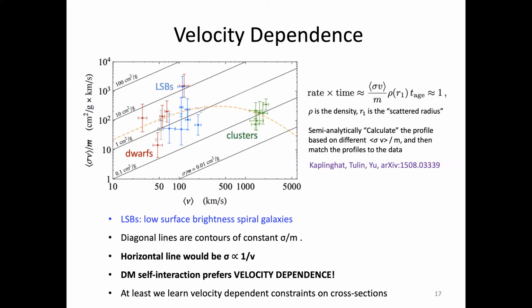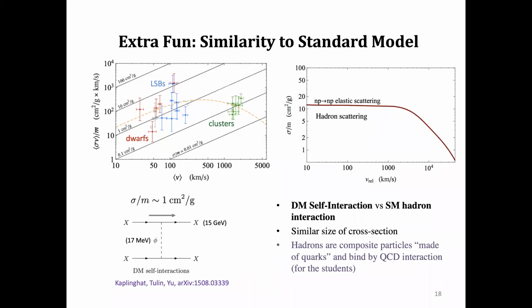That's why I say this is an opportunity rather than a strong problem. Yeah. So dark matter self-interaction prefers velocity dependence. Let's get a little bit deeper. So a toy model can be written down where you have a 15 GeV dark matter self-scattering through a light mediator.